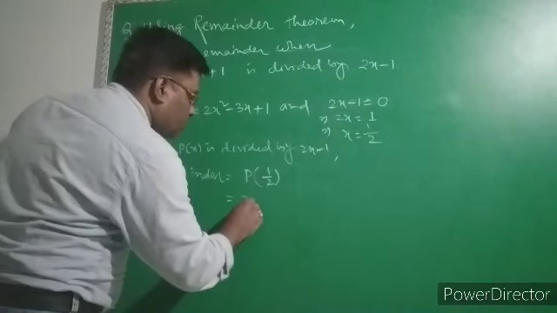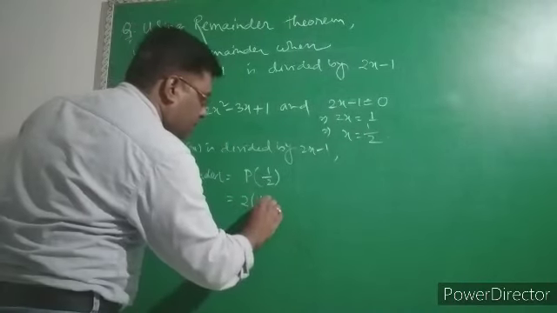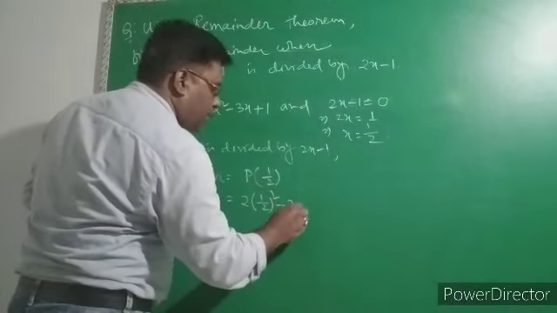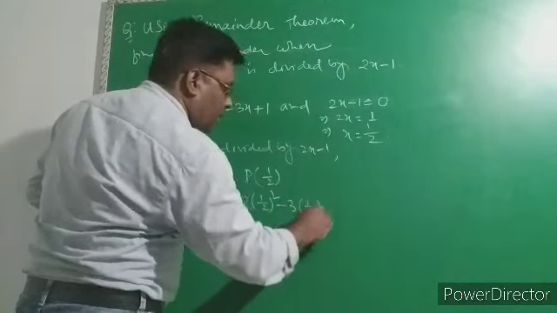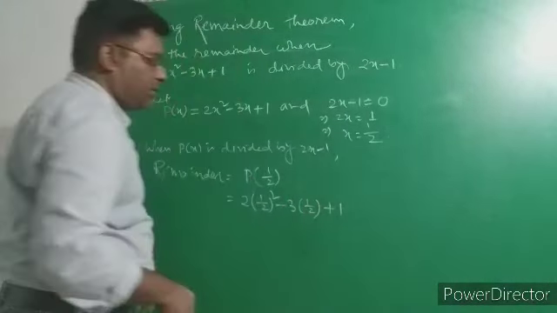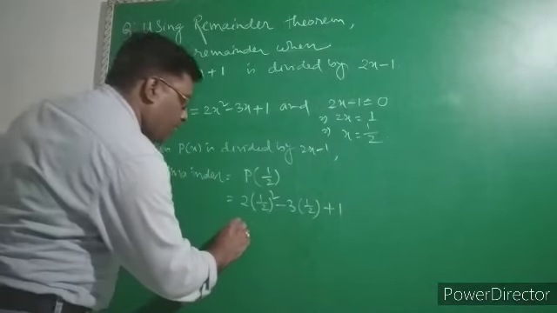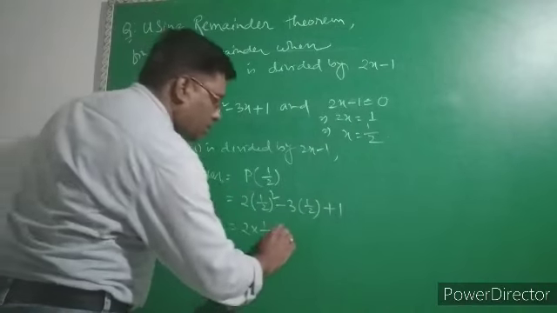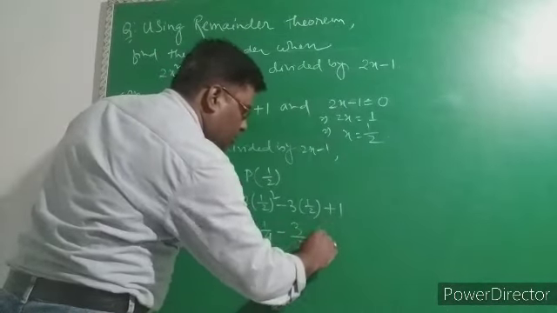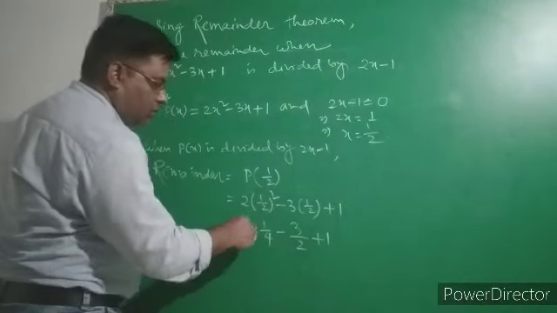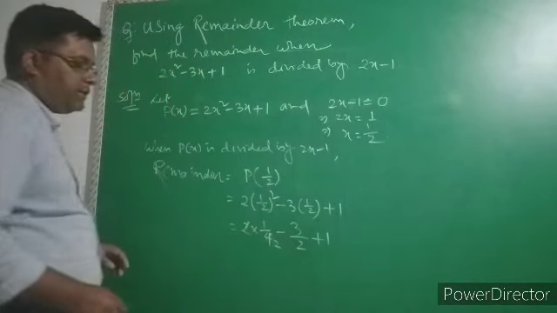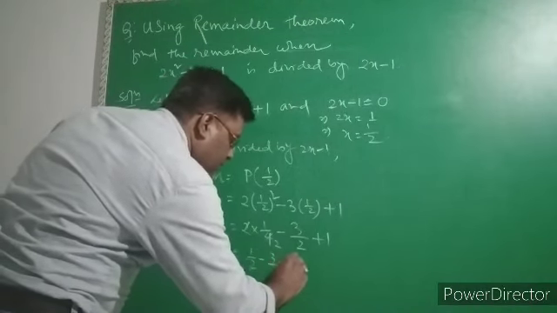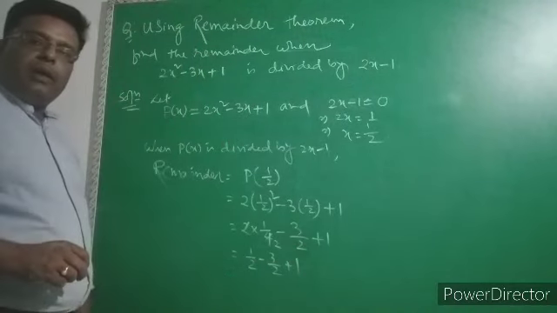So 2 into x square, it is half square, minus thrice x, that is 3 into half, plus 1. So 2 into 1 by 4 minus 3 by 2 plus 1. So 2 into 1 by 4 is half. So we get 1 by 2 minus 3 by 2 plus 1.